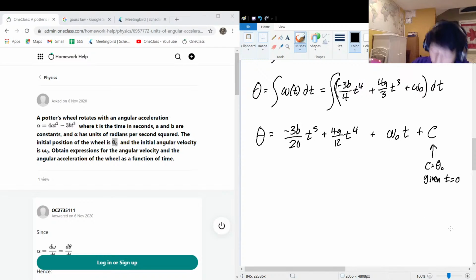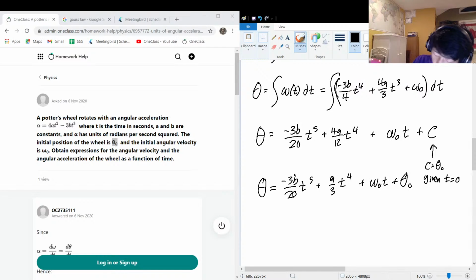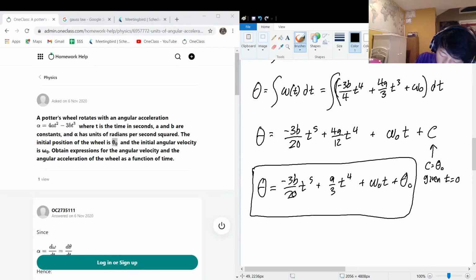And that would be our final equation here: theta equals negative 3b over 20 t to the power of 5, plus the 4 and the 12 will neutralize each other, so it will just be a over 3, yeah, a over 3 t to the power of 4, plus omega naught t plus theta naught. And that would be our final equation for the angular position. And we showed this through the process of integration.